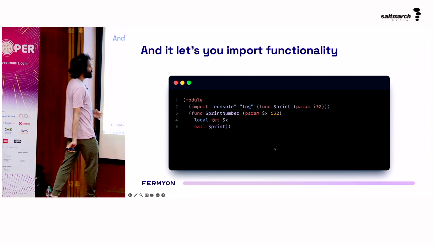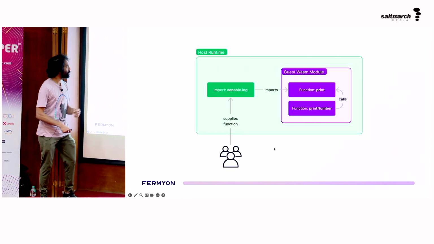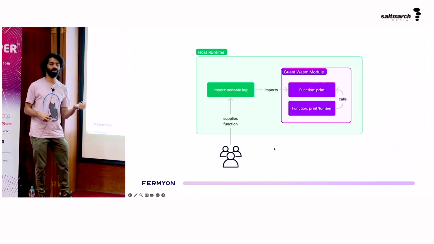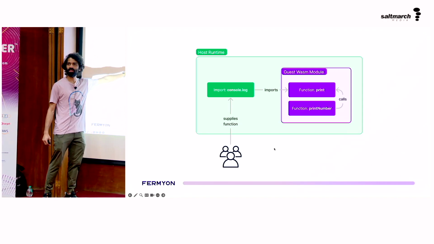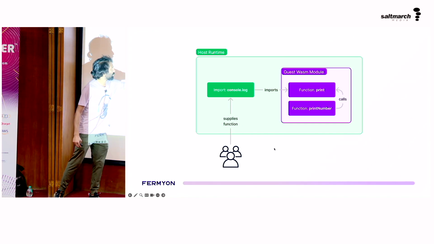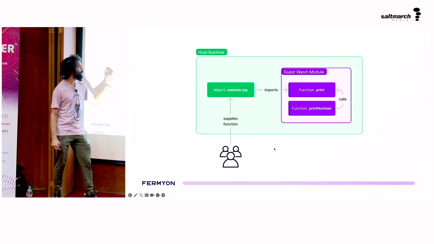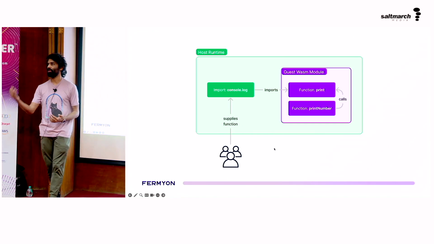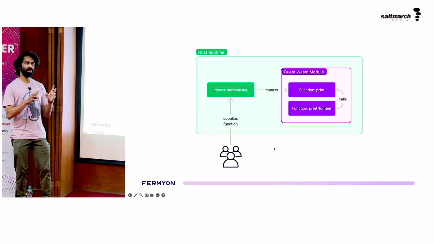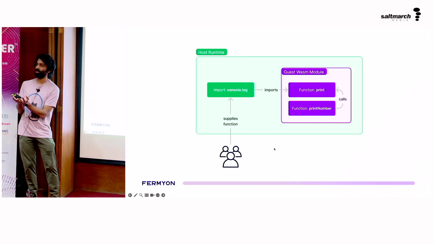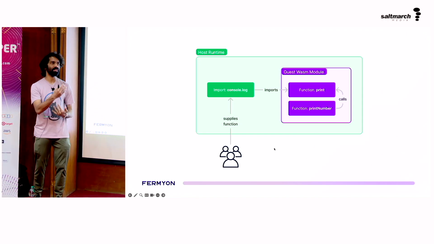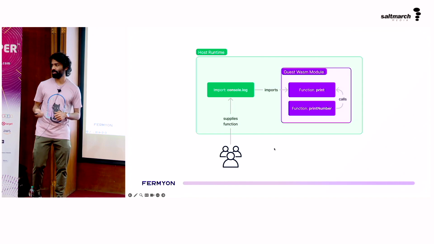Our guest WASM module can also import this particular ability to print a number, right? So the developer has supplied a function, which is the ability to print a number. The guest WASM module imports that particular function, runs it, and prints the number out. So with this method of importing and exporting, you're still keeping the security sandbox, but you have the ability to communicate between modules as well.